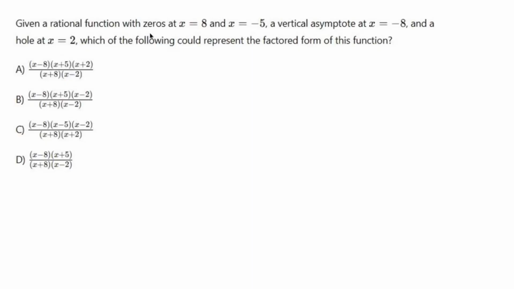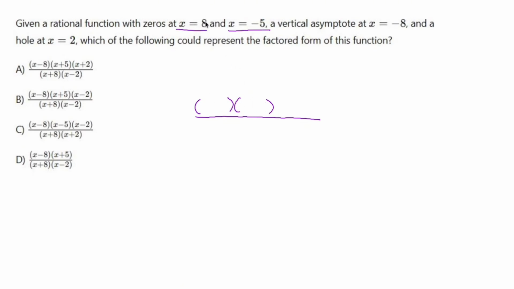Given a rational function with zeros at x equals 8 and x equals -5, a vertical asymptote at x equals -8, and a hole at 2, which of the following could represent the factored form of this function? All right, so let's build ourselves what we have. If it has a 0 at 8 and -5, that means you're going to have parentheses living in the numerator only. And the factors that you're going to build are going to be factors whose 8 and -5 make this whole thing equal to 0.